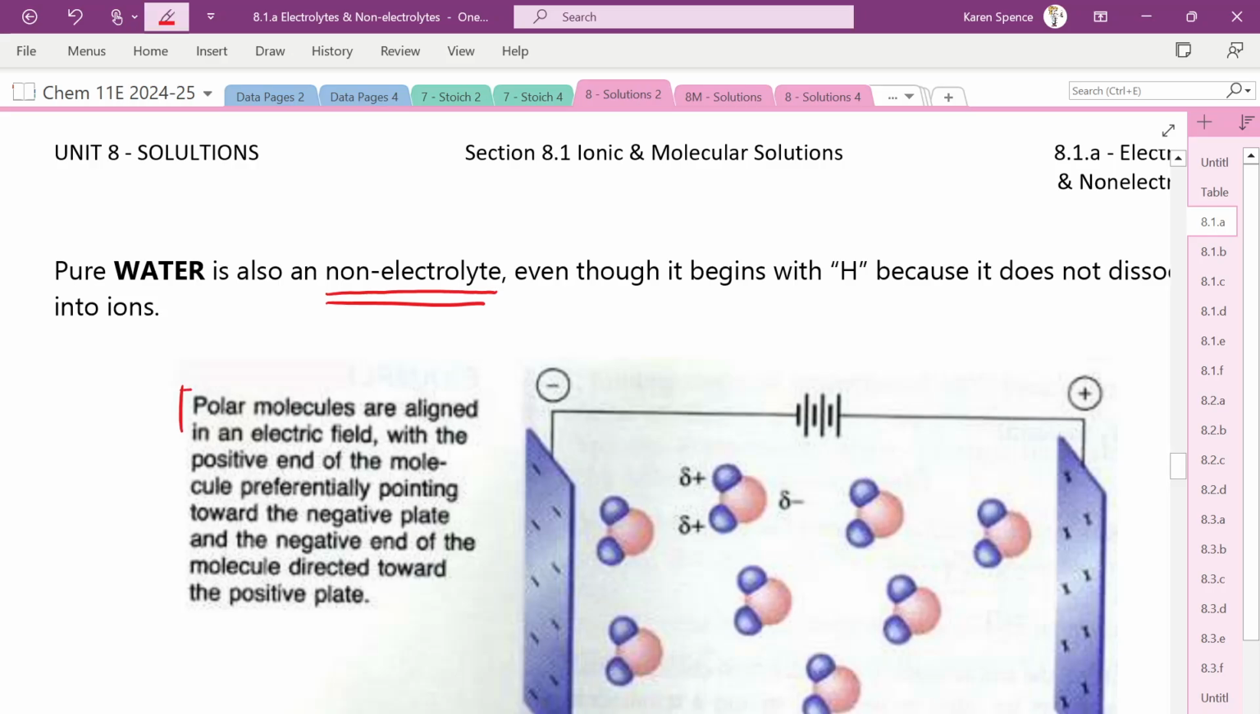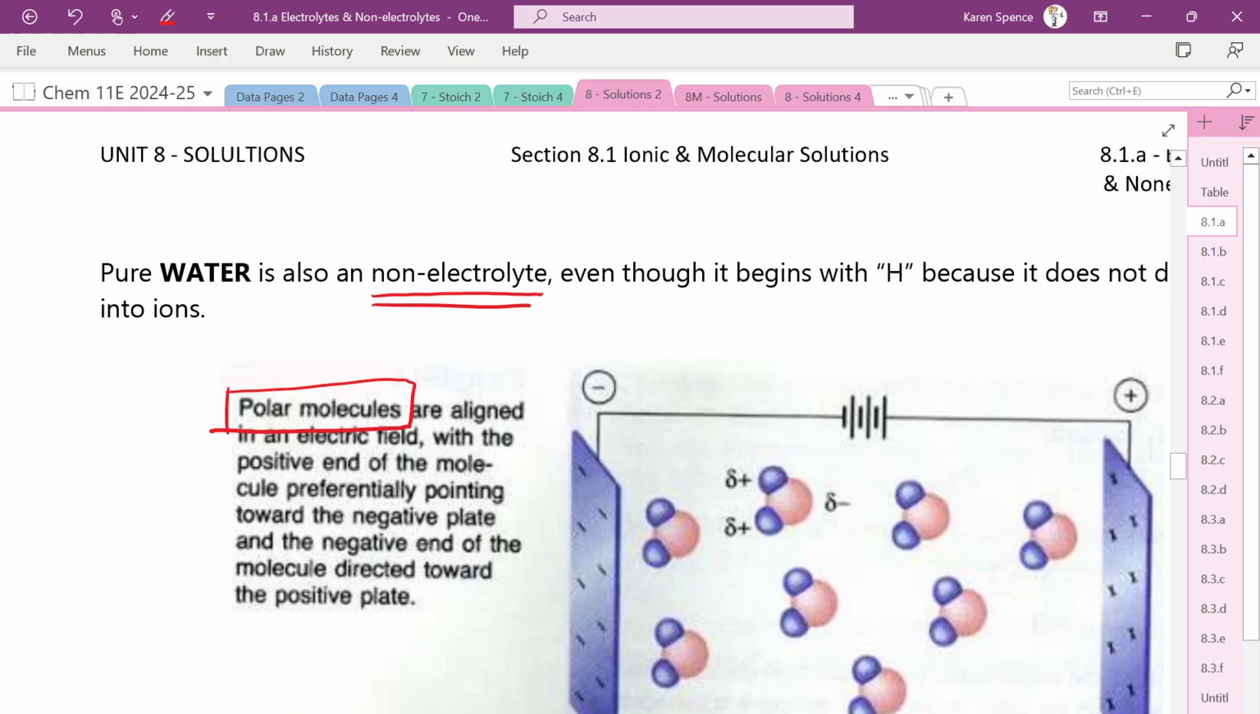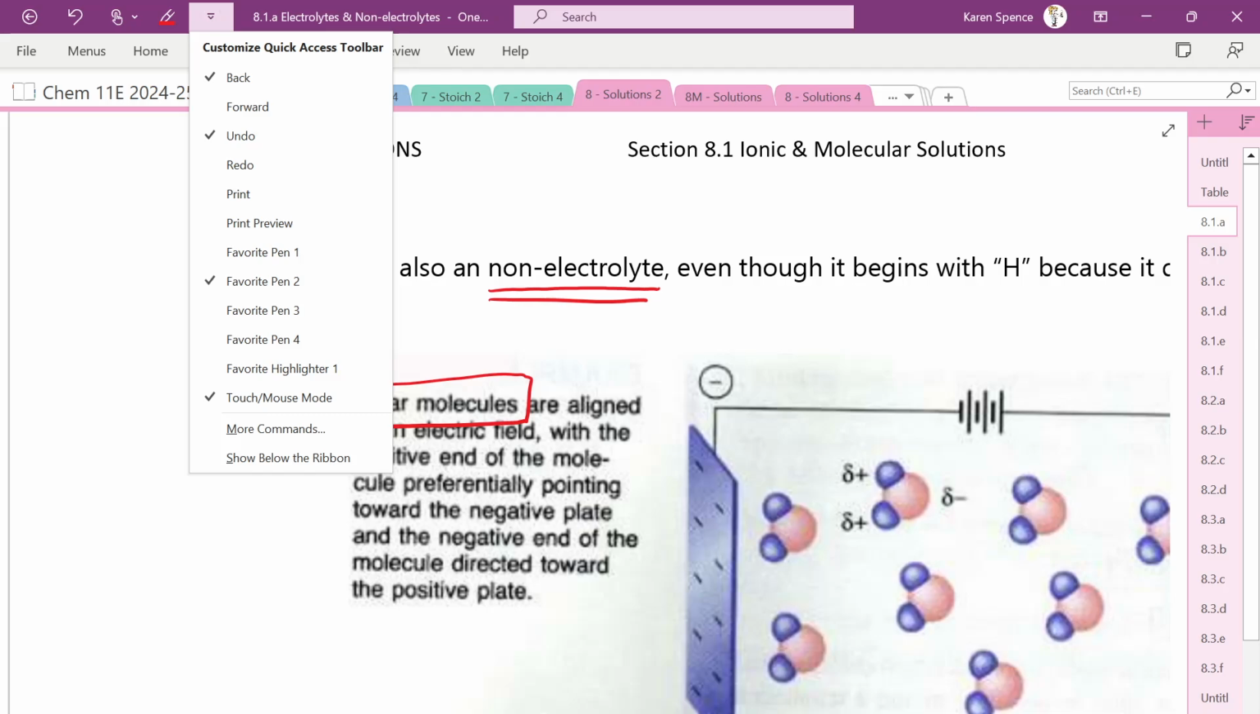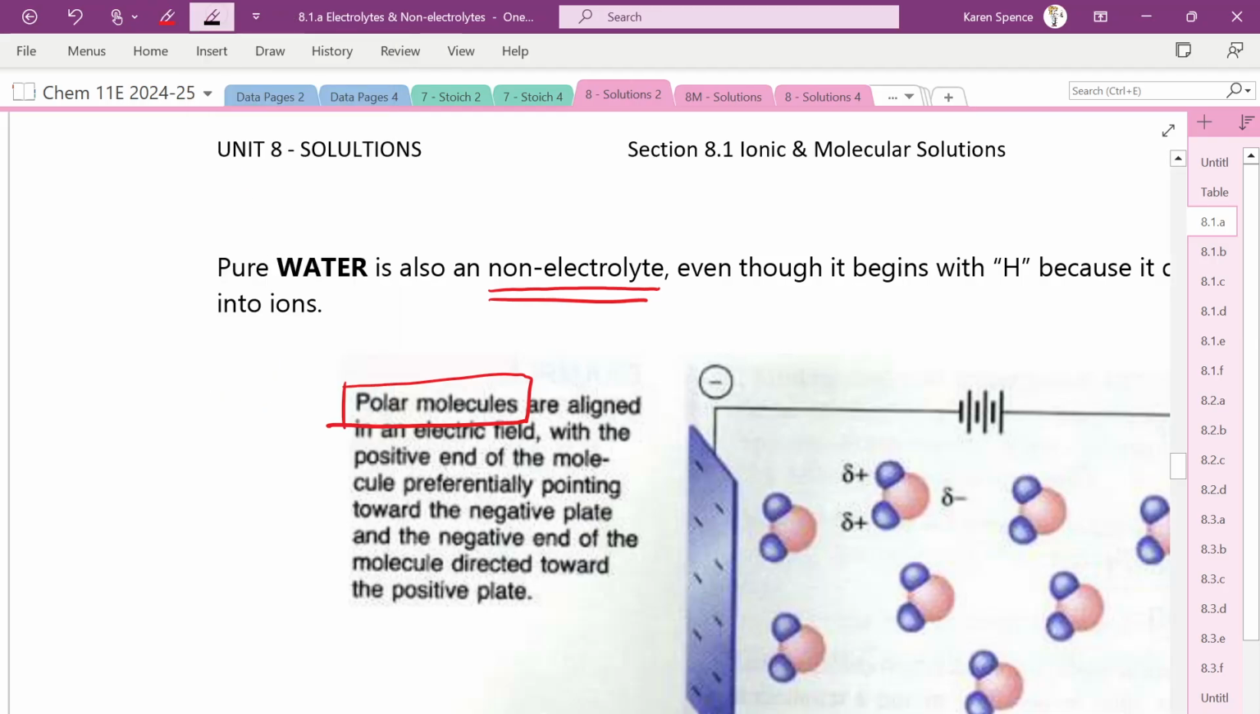However, water is a polar molecule. What is a polar molecule? A polar molecule has a slightly positive end and a slightly negative end. So that's what water is. But overall, does it have a net charge? Does it have an overall charge? No.